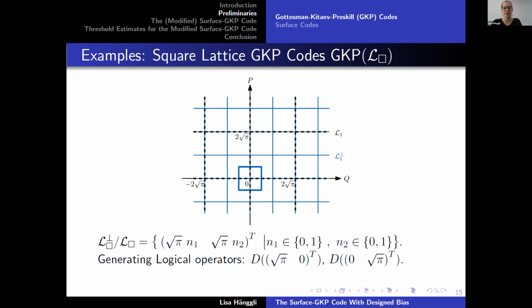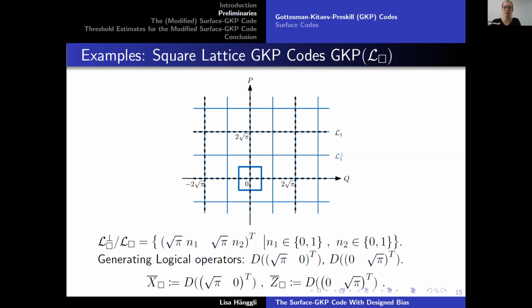The logical operators are generated by the displacements by one side in one of the directions of the dual lattice. And these generating logical operators can be identified with logical Pauli operators. One thing to mention here is that this identification with the Pauli operators is not unique, because cyclic permutations of x, y, z would also be valid, because these preserve the commutation relations among the operators.